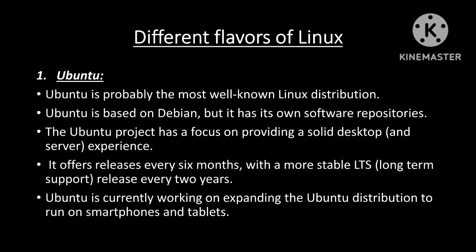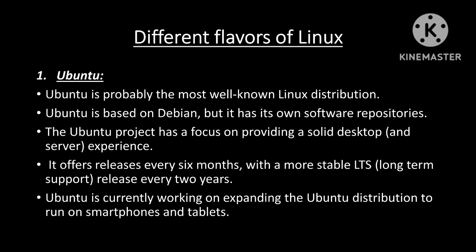Ubuntu is based on Debian, but it has its own software repositories. The Ubuntu project has a focus on providing a solid desktop experience. It offers a release every 6 months, with a more stable LTS. LTS means long term support release, every 2 years. That means Ubuntu can update their software every 6 months, and the major updates are done every 2 years.